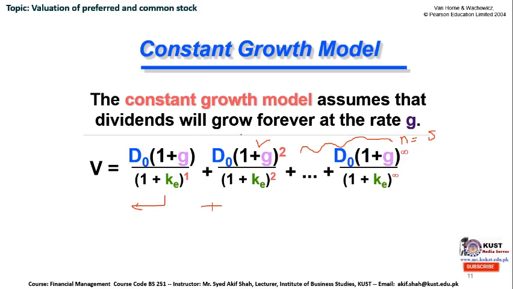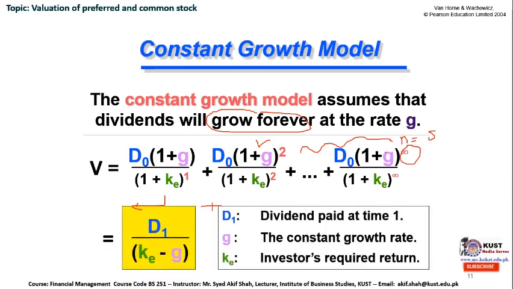But if the situation says that the dividend will grow forever up to infinity, then the situation becomes a little bit more complex. In that case, we have to reduce the above formula into a reduced version, or reduced version formula, for calculating the value of constant growth common shares. And the formula says to divide the next year dividend, which is D1, by KE minus G.